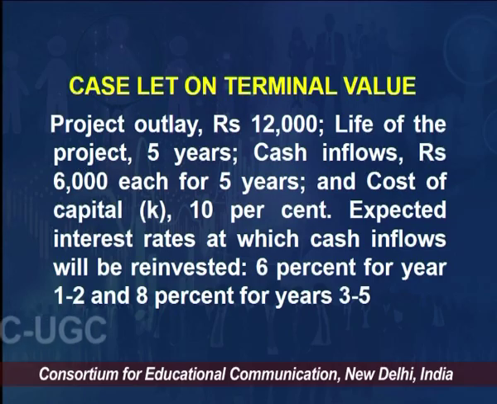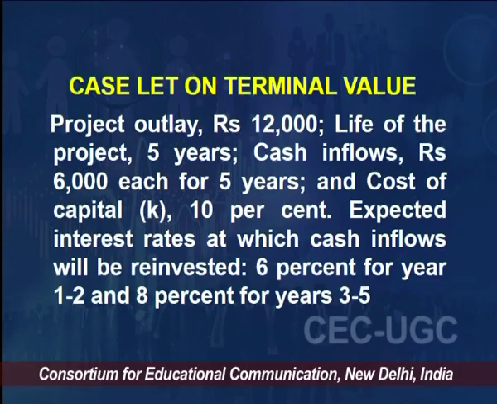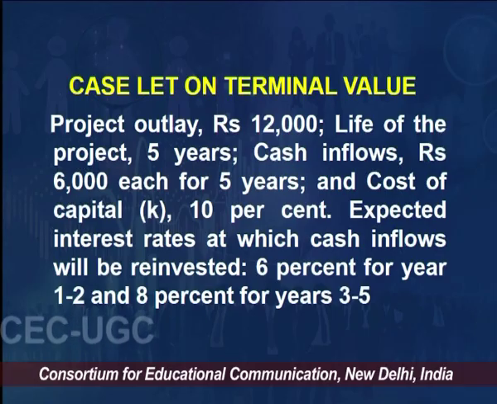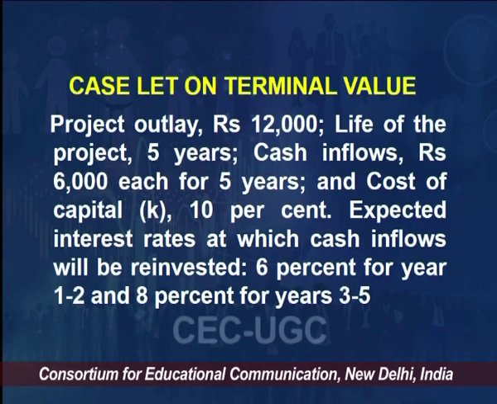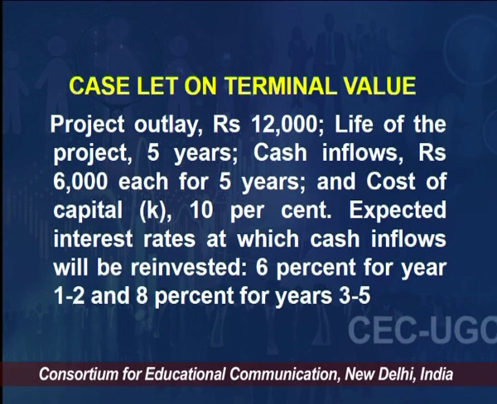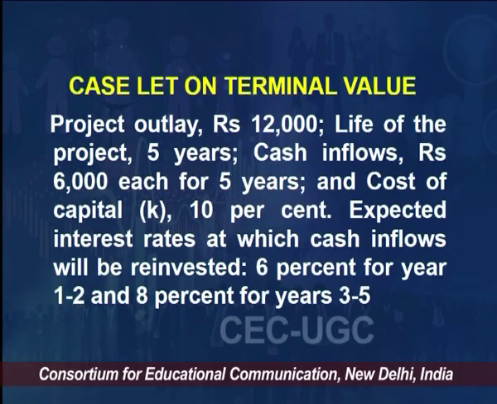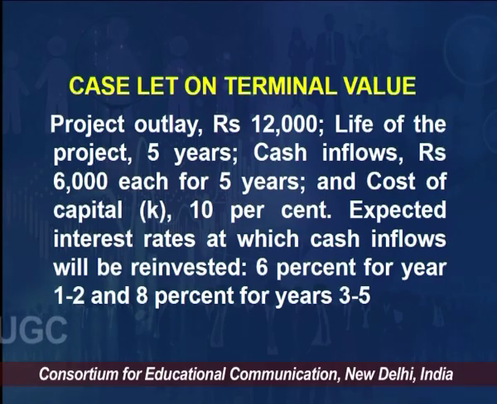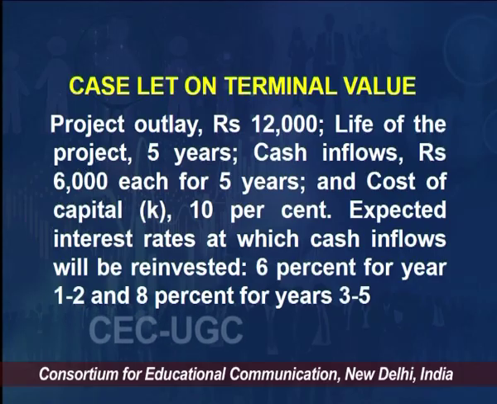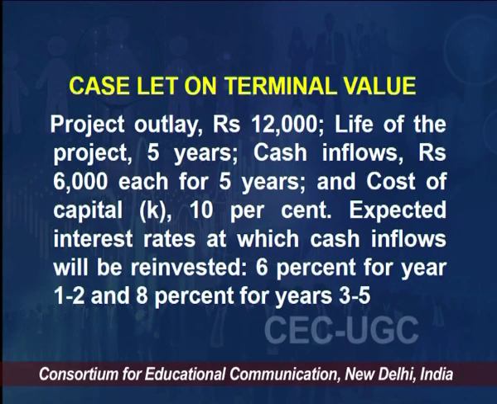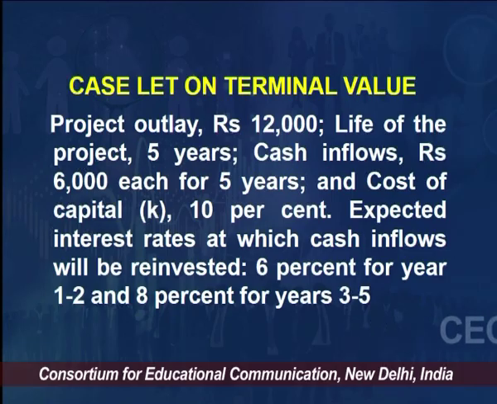So let's take a small case now. This is the caselet on terminal value. There is a project outlay of 12,000. Life of the project is 5 years. Cash inflows are rupees 6,000 each for 5 years, which means an annuity. Cost of capital K is 10%. Expected interest rates at which the cash inflows will be reinvested: 6% for years 1 and 2, 8% for years 3, 4 and 5. So this is the small caselet I have given to you.